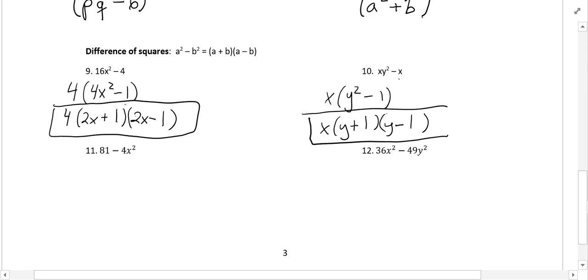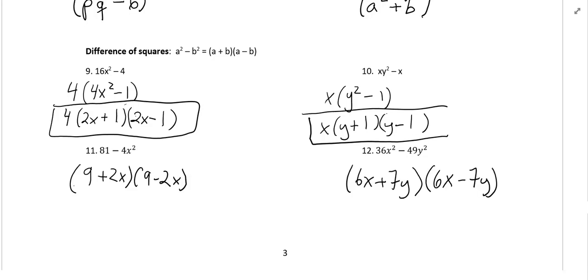All right, I would like you to pause the video and try 11 and 12. All right, so let's go ahead and see how you did. So first we checked if there is a greatest common factor, and there isn't. But then I checked, okay, are they both perfect squares? 81 is, 4x is, and there's a difference or a negative in the middle. So yes, it is a difference of squares. Here's what the factored form would look like.